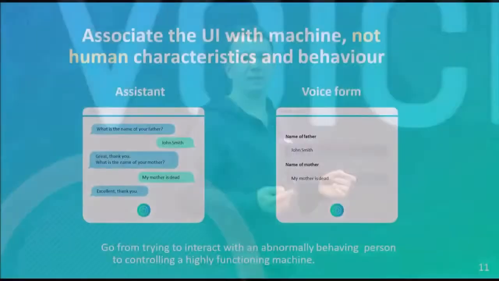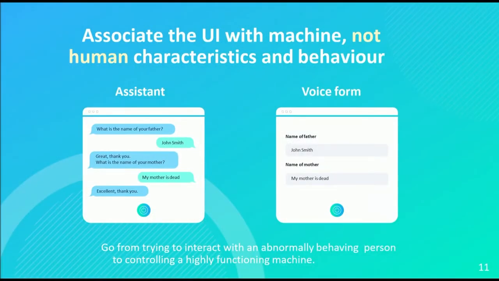Now, the alternative approach for that is to actually add a screen and show the user what they can actually do. And you can leverage standard graphical user interface elements. And it's just important to communicate to the user that they are actually interfacing and using a machine that is really, really good at what it's doing rather than trying to impersonate being a person. So you're basically going from trying to interact with an abnormally behaving human person to actually creating machines that work really, really well.